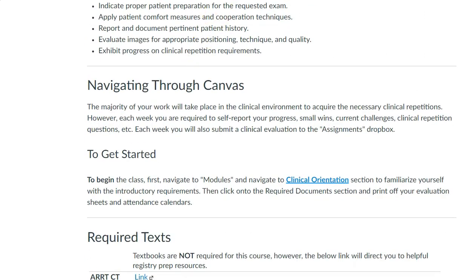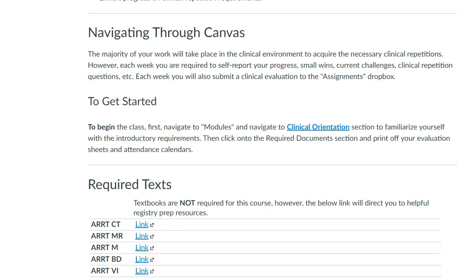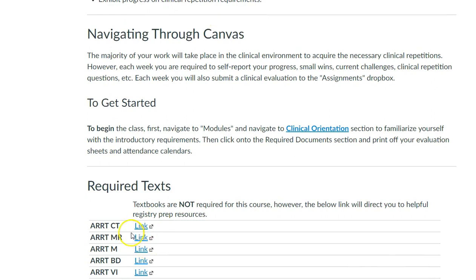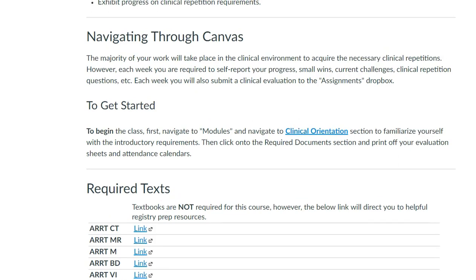Looking at required textbooks, there are none in this particular course, but I do have some links to study resources based on the modality that you're studying. So I would suggest that you click onto some of these resources. A lot of them are registry prep related types of resources, but that should help.